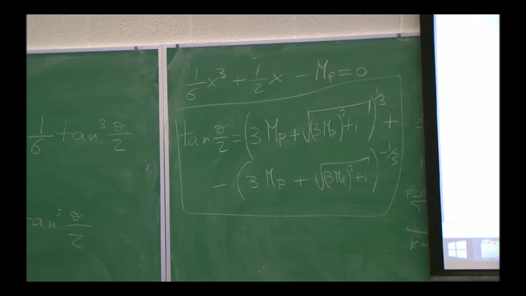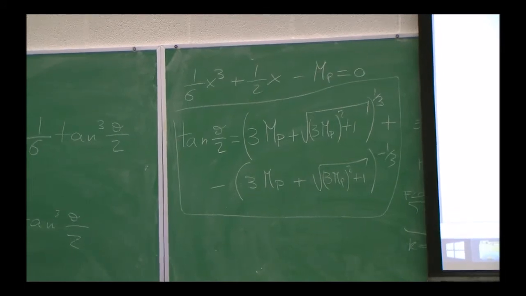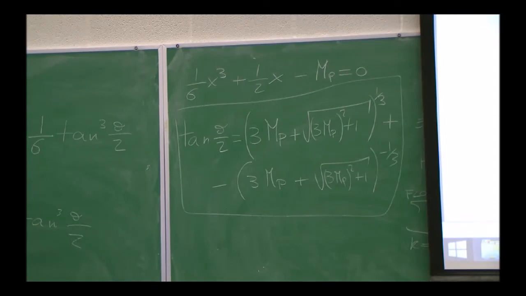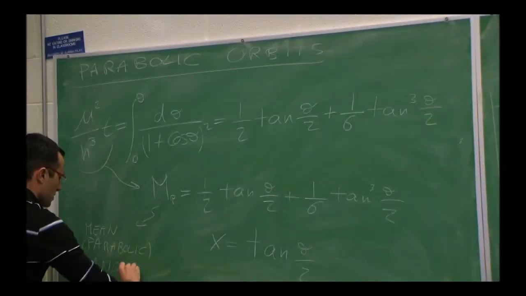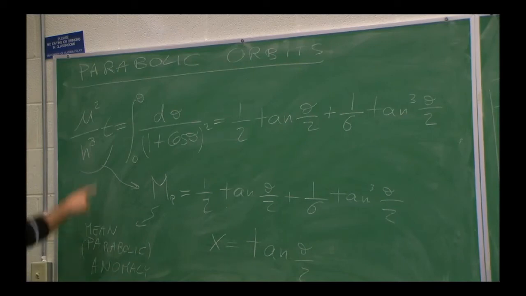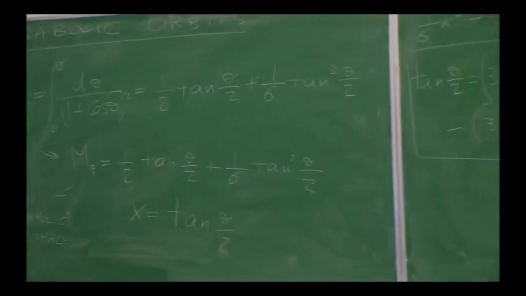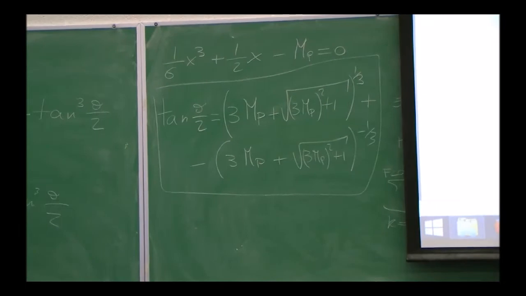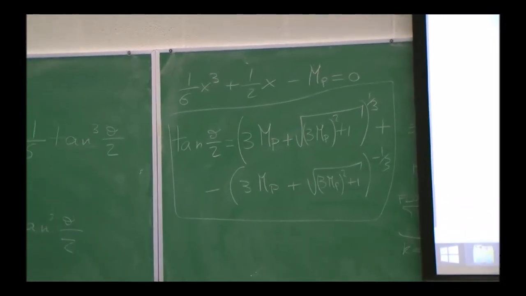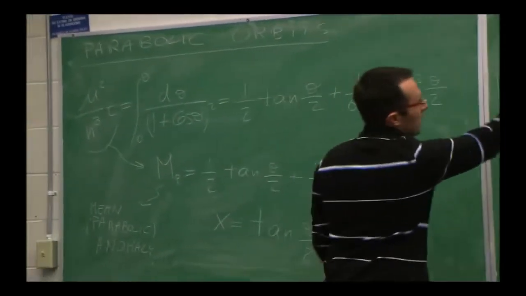So MP is just time. It's not the true anomaly. This is called the mean parabolic anomaly. It's just nomenclature, that's how people call it. It's mu squared over h cubed times t. So you come to me and say, I am on this parabolic trajectory, where am I going to be in 10,000 seconds? You just substitute 10,000 here. You hopefully have h and mu, of course, and you can right away tell me what is theta. Do the arctangent, multiply times 2, but that's what you have to do.